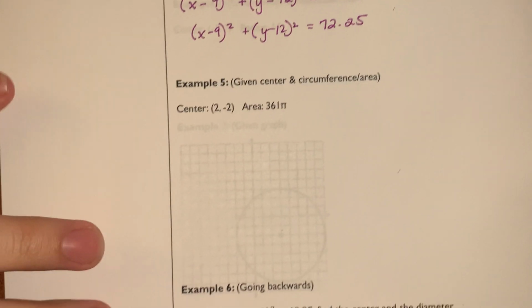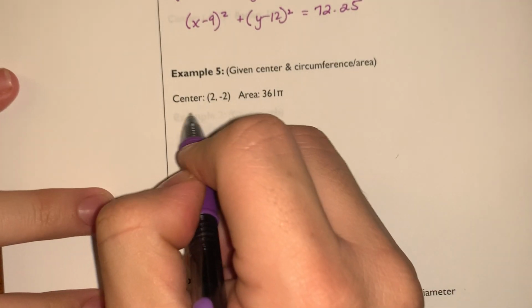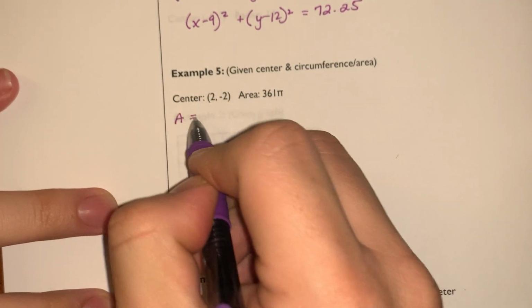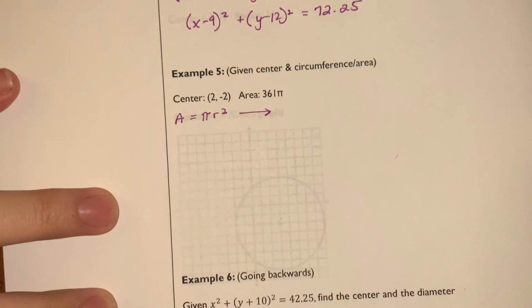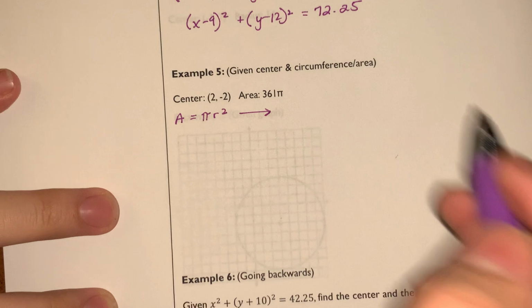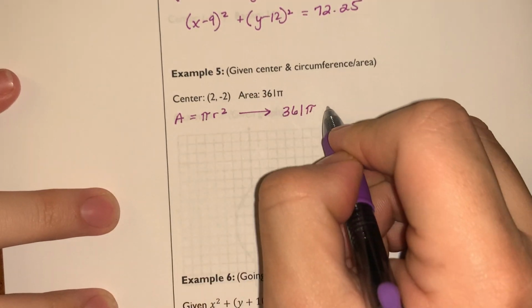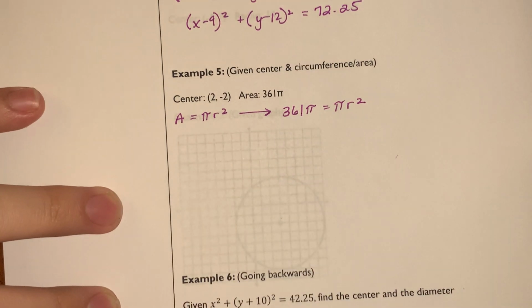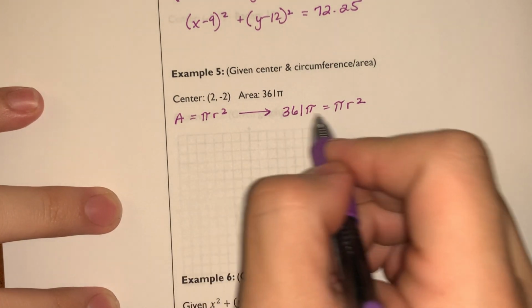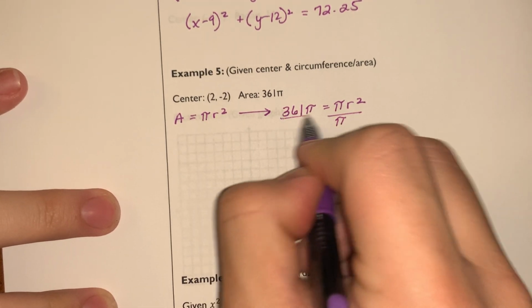Moving along. Same thing over here. This time they gave you the area, so you've got to make sure you remember that area formula. We know that area is equal to pi r squared. So I can plug in 361 pi into this. So 361 pi, that's my area, and that's going to be equal to pi r squared. Now, again, the goal is to get r by itself, right? So I can divide both sides by pi.